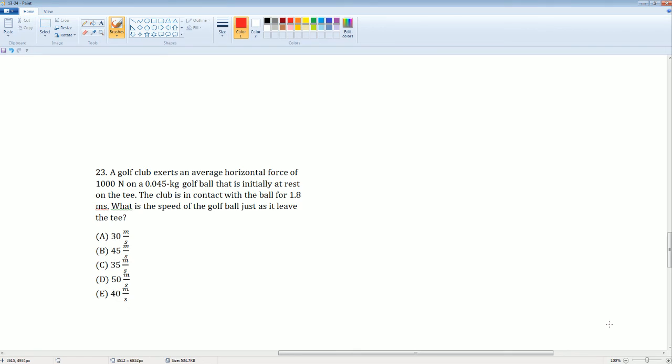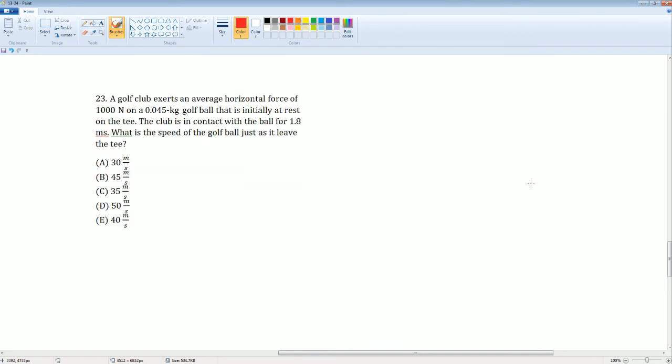Let's look at 23. Here, a golf club is being exerted. There is a force, a mass, and it has a time component, and the speed of the ball before it leaves the tee. So please understand that force times delta t is going to get you your mass times Vf minus mass times V initial. Understand the ball was initially at rest, so this goes automatically to 0 and disappears. So here you're trying to solve for the speed of the golf ball just as it leaves the tee. So you're looking for V final.